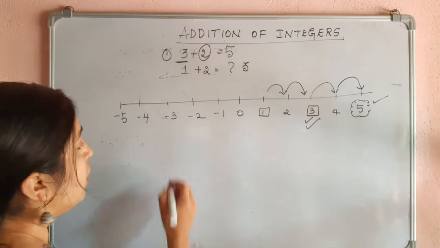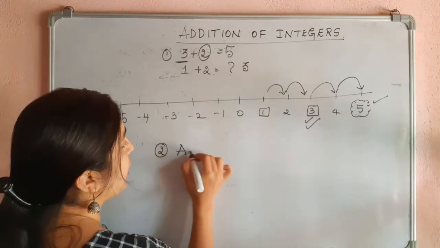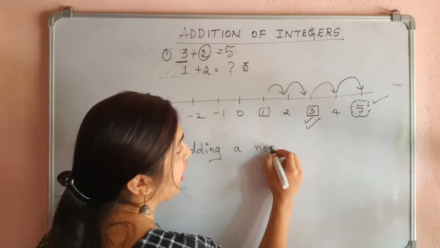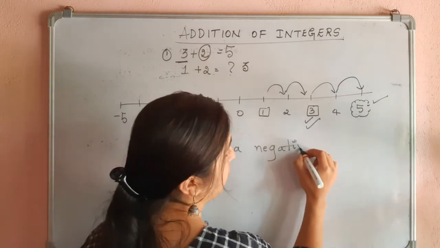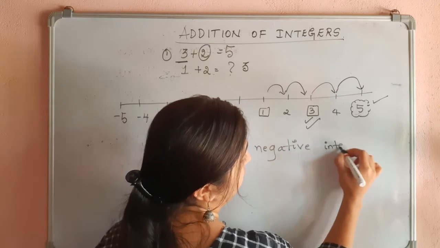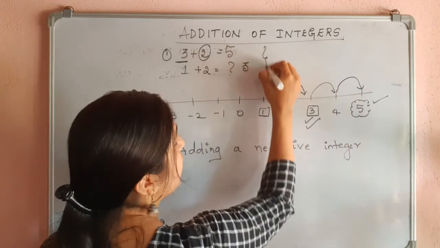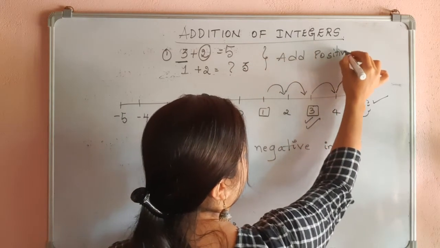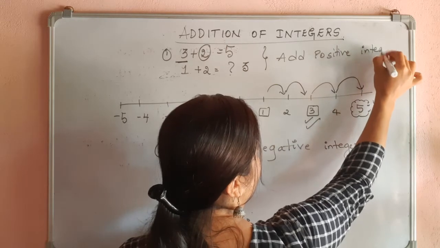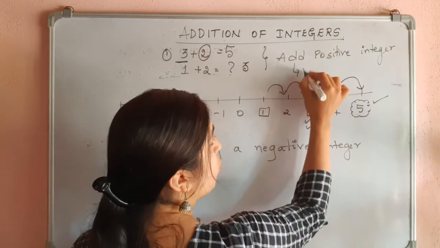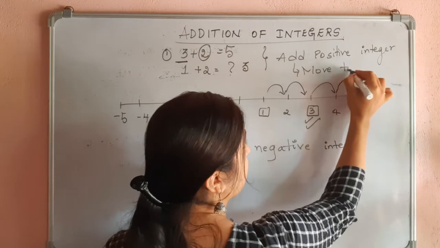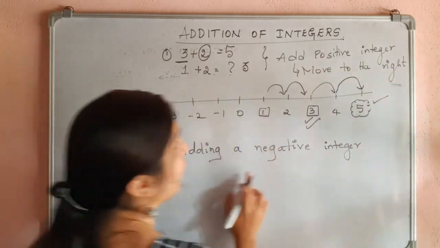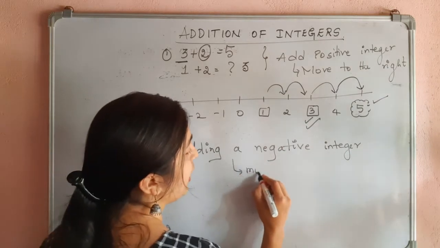3. In the second case, when I'm adding a negative integer. This was when adding a positive integer: adding a positive integer, move to the right. When you add a negative integer, move to the left.